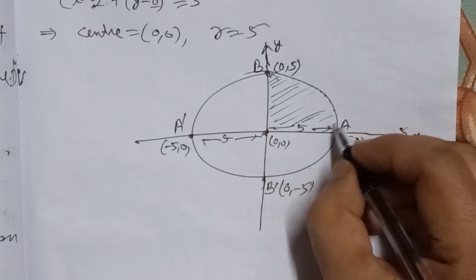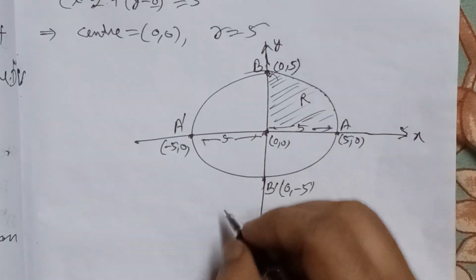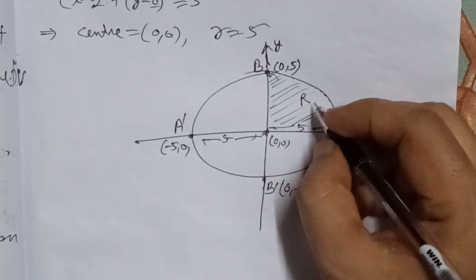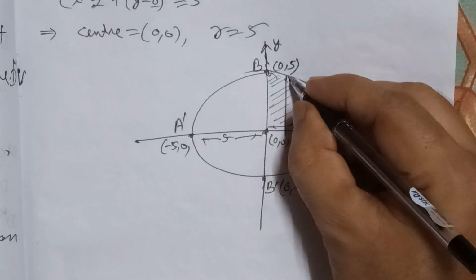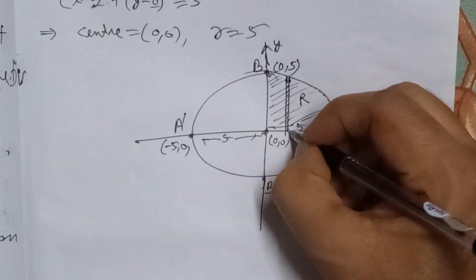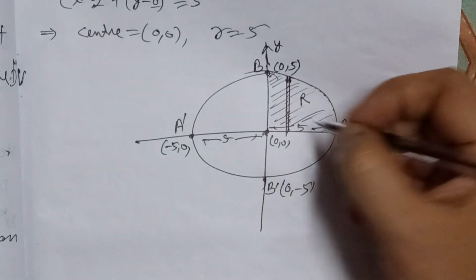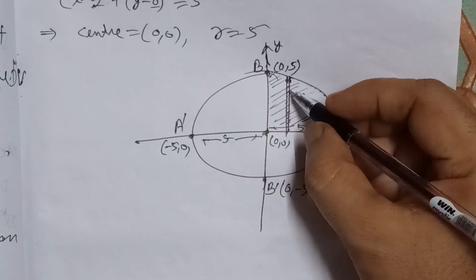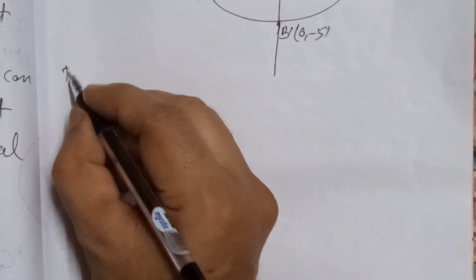This is the region in the first quadrant. It is denoted by R. We will cover this region with a strip parallel to the y-axis. So we must integrate with respect to y first and then integrate with respect to x later.